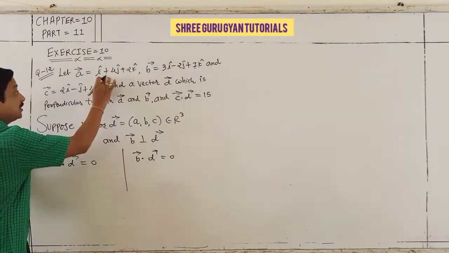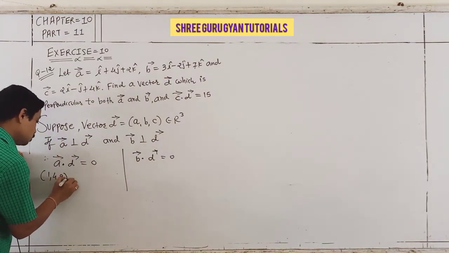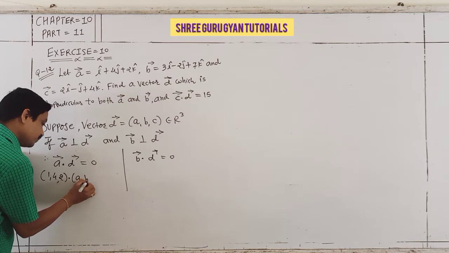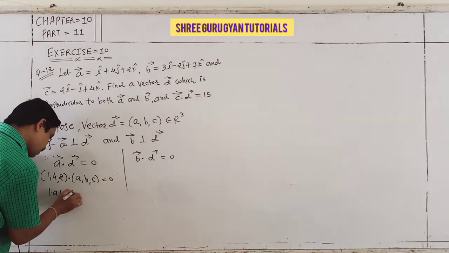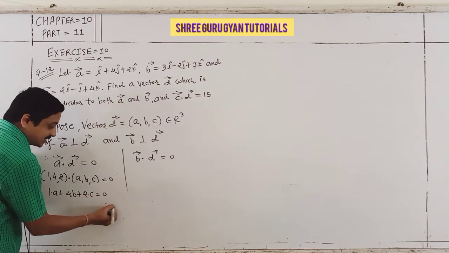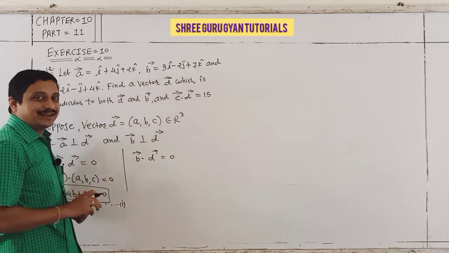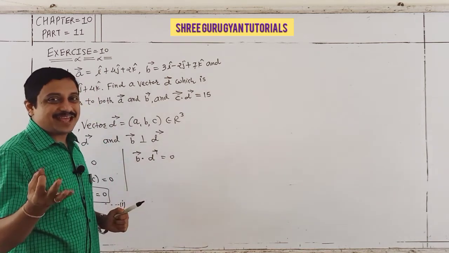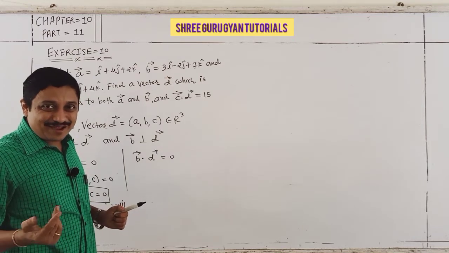Students, I know that A is 1, 4, 2, and D is the assumption, so we get 1a plus 4b plus 2c equals 0. That is statement 1. Actually, here I create the terms a, b and c. There are 3 equations, and then you derive the values of a, b, c.